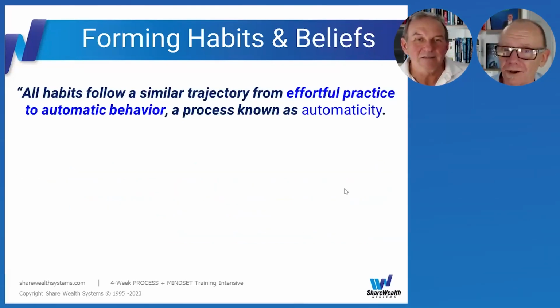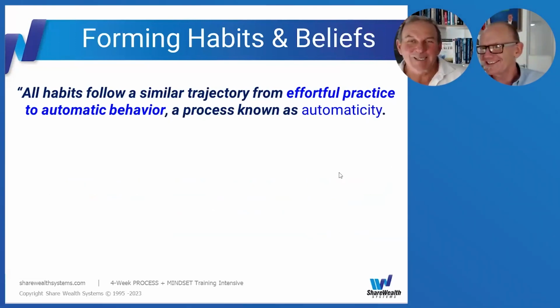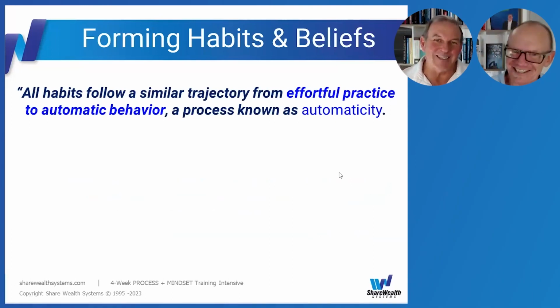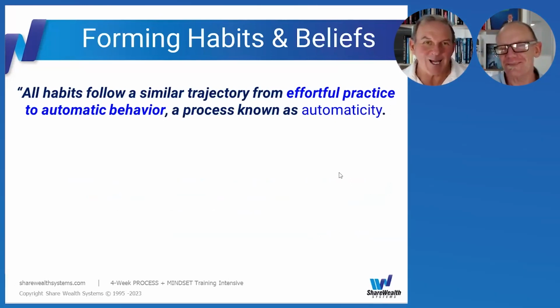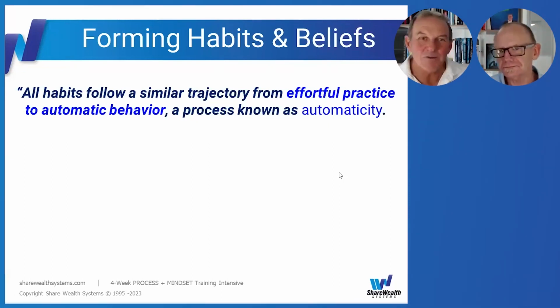All habits follow a similar trajectory from effortful practice to automatic behavior, a process known as automaticity. Yeah, so a big word there. This is a known thing, and scientists have given these names. So we want to go for effortful practice, a series of experiences. And the more we do those, we create automatic behaviors, so we don't even think about doing the wrong thing. So we've got to keep doing this.